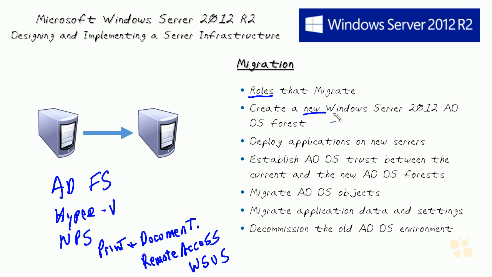And so we say we'll create a brand new Windows Server 2012 Active Directory Domain Services forest, okay? And then what you can do is take the users and migrate them over. So you create the new forest, you then deploy the applications onto the new server that is running Server 2012. Then what are you going to do? Well, in order for you to move things, you are going to need to establish a trust. So essentially, you're going to do the Active Directory Domain Services trust between the current and the new Active Directory service forest.